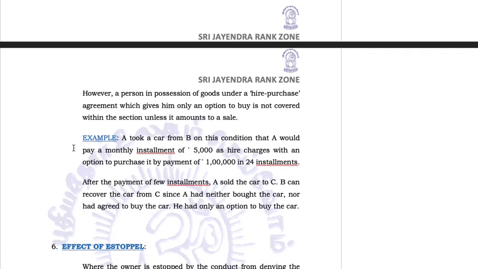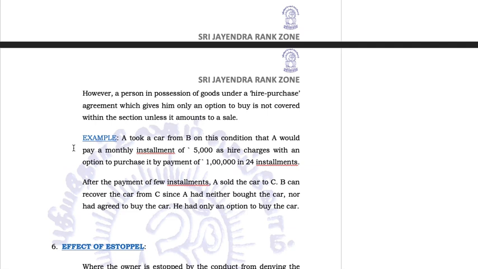However, a person in possession of goods under a hire purchase agreement which gives him only an option to buy is not covered within such section unless it amounts to a sale. Because a hire purchase agreement is not a sale agreement, it is only a hire purchase agreement. So when he sells, his sale is not protected by this clause because he has no authority at all. He is not a buyer. We cannot call him a buyer. This section applies only to a buyer who has got the possession but not made the payment.